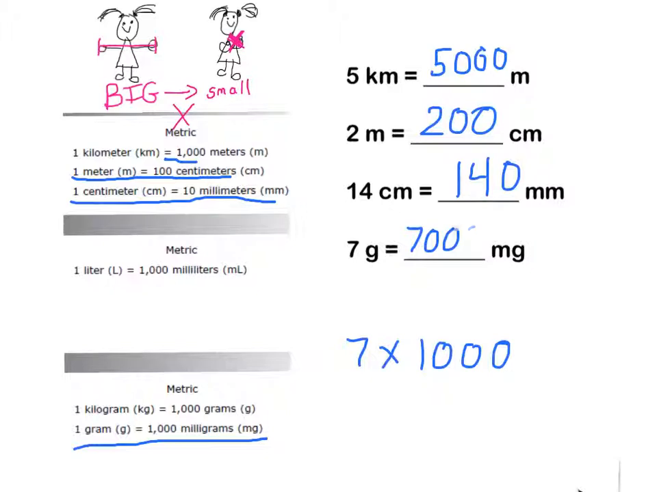7,000 as your answer. If you want to look at it as moving decimal points, you'll see here we'll have to add on those 3 zeros and then move it over all those zeros. Remember, if you're multiplying, you want to make it bigger. So here we go.